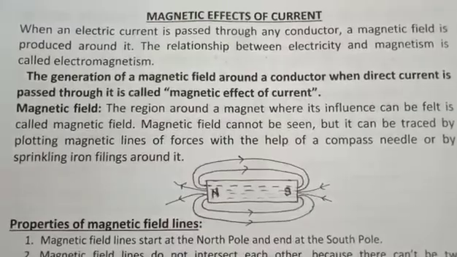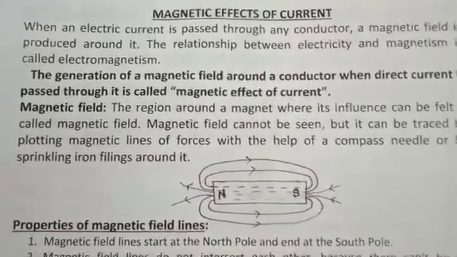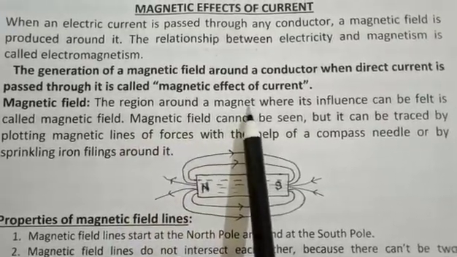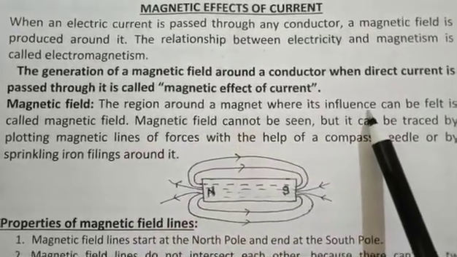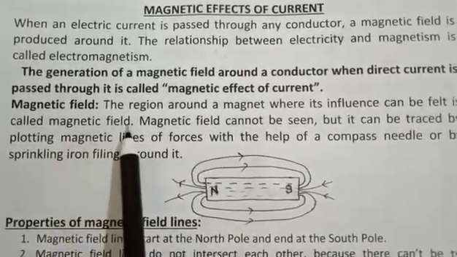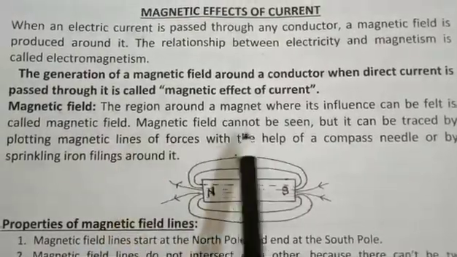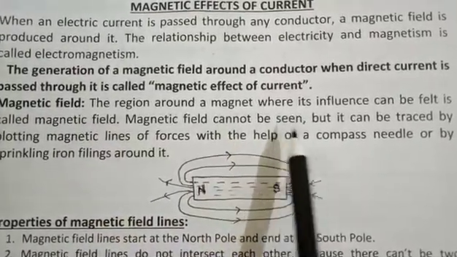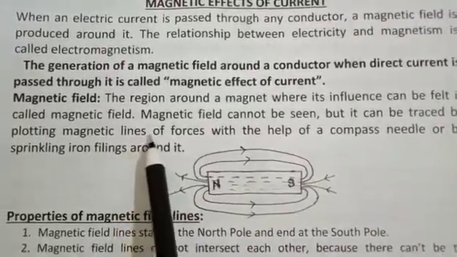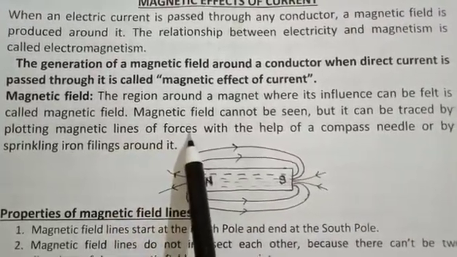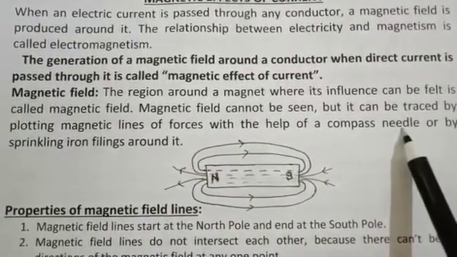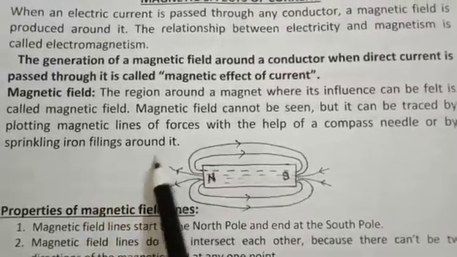Coming to the next topic, that is magnetic field. The region around the magnet where its influence can be felt is called magnetic field. Magnetic field cannot be seen, but it can be traced by plotting magnetic lines of forces with the help of compass needle or by sprinkling iron filings around it.